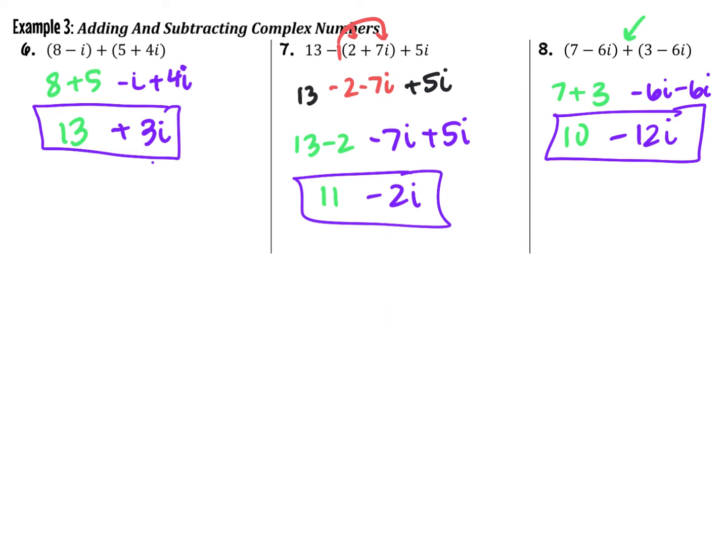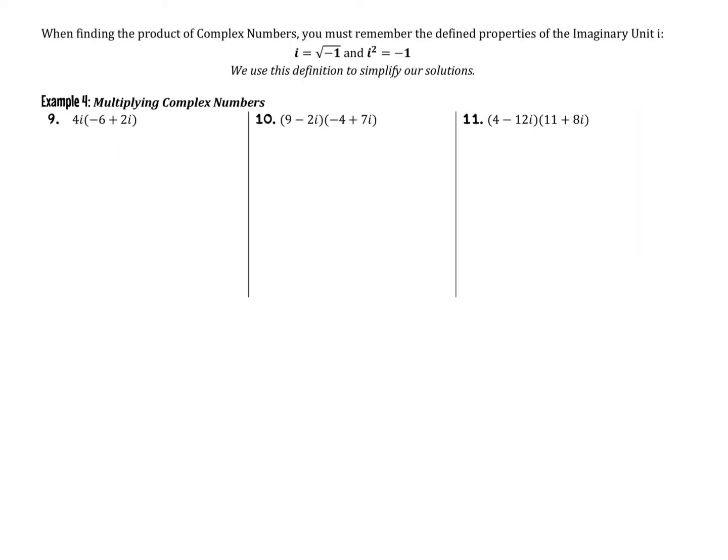Now that we've looked at adding and subtracting complex numbers, let's see what happens when we multiply them. So at the beginning of this lesson, we talked about how i is the square root of negative 1, which means if we actually just applied some properties, right? If i is equal to the square root of negative 1, we could square both sides of this equation and we would end up with i squared equals negative 1.